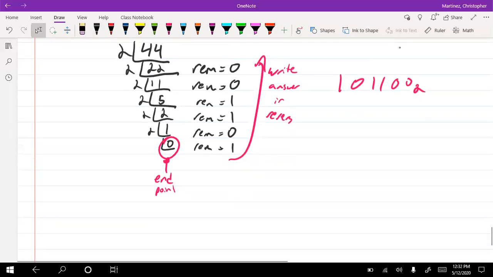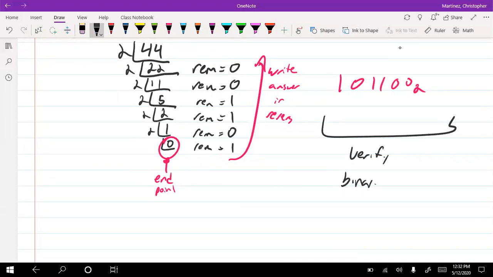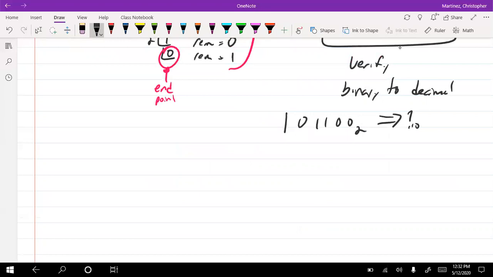Okay, let's take this and let's verify using our binary to decimal. So I have 1, 0, 1, 1, 0, 0. What is that in base 10? All right, so let's do this. Starting off at the right side, that's 0 times 1, plus 0 times 2, plus 1 times 4, plus 1 times 8, plus 0 times 16, plus 1 times 32.